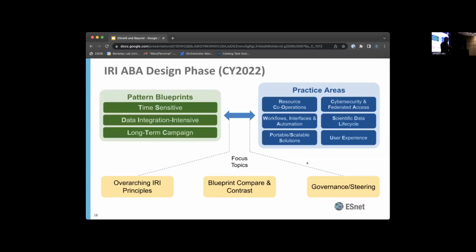A follow-up to that initial white paper, which happened in calendar year 2022, was the notion of the ABA, the Architecture Blueprint Activity. We took the white paper and said, if we want to take this one step further, what does the architecture actually look like? What are the requirements? The activity broke down into two areas. There is the pattern blueprint, which covers the requirements of the workflows: time sensitivity, data integration intensity, and long-term campaigns. And then the practice areas are the ways that you will implement it.